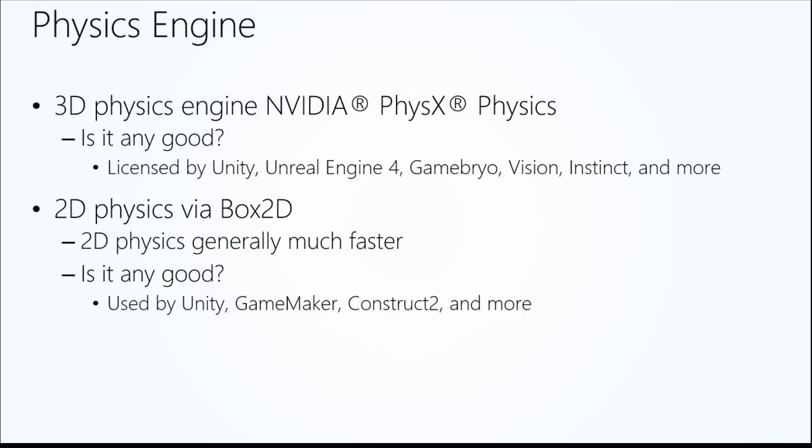Yes, absolutely. Unity has two physics engines that it uses. One, they've licensed the physics engine from NVIDIA, which is used by a bunch of companies. So is it any good? Well, Unreal's using it, Unity's using it, Gamebryo, Vision, etc. There's a whole bunch of folks using it. And a lot of folks today may have heard of Box2D. We've all heard of it, even before we knew what was going on with Unity. That is used for the 2D engine inside of Unity, and a bunch of other companies use it as well. And 2D physics are typically faster than 3D because you have one less plane to calculate.